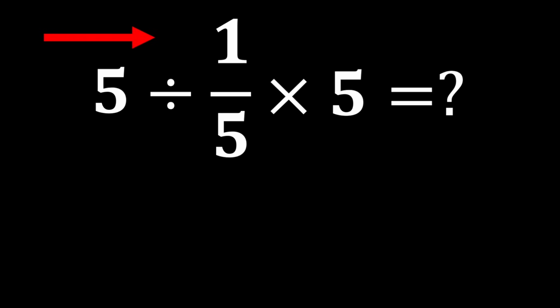Now, in this problem, if we move from left to right, we first reach the division, so we perform the division first. 5 divided by 1 over 5. To solve this part of the problem, we must use the KCF rule. K stands for keep, C stands for change, and F stands for flip.